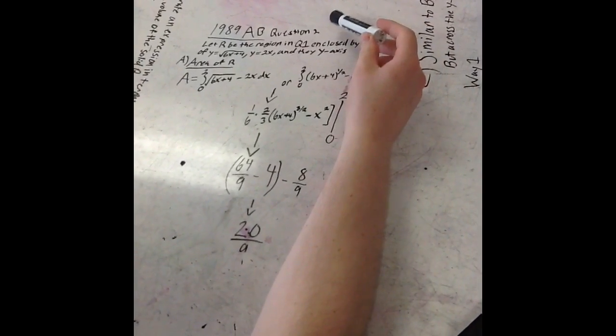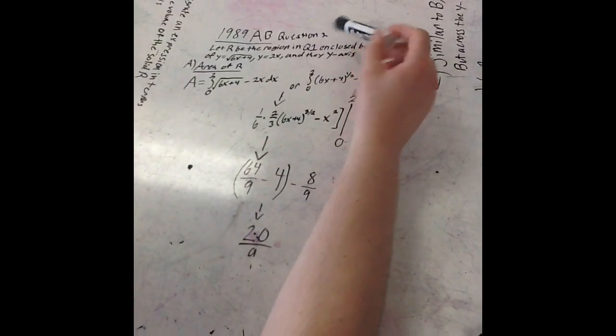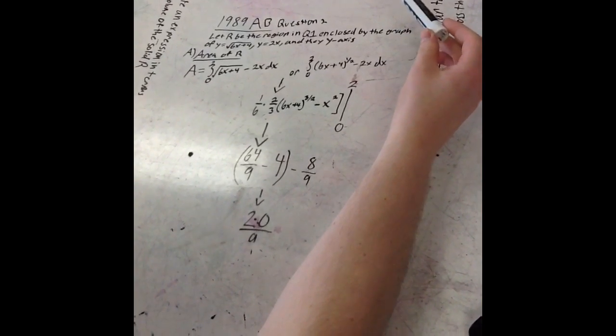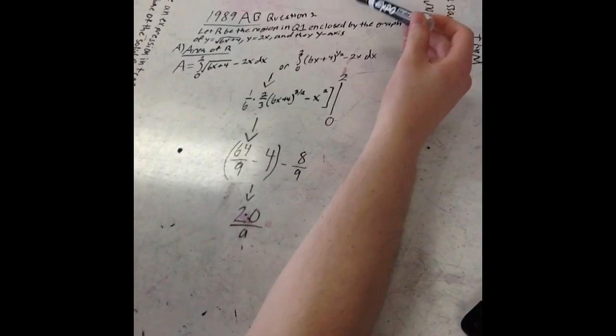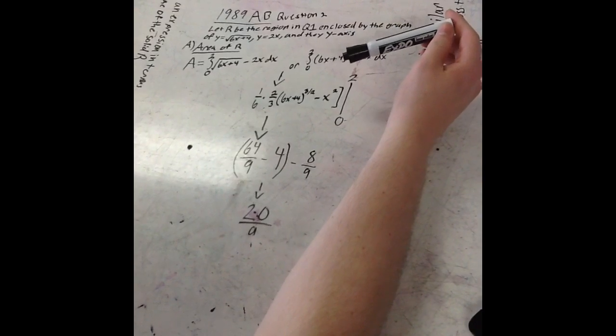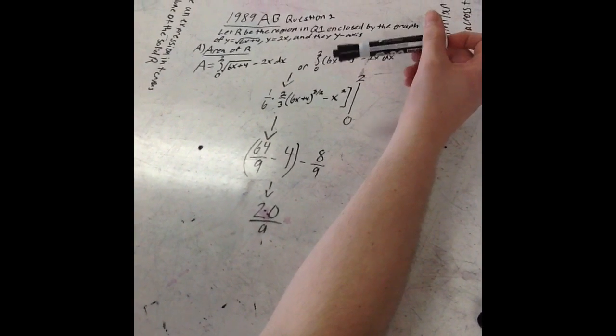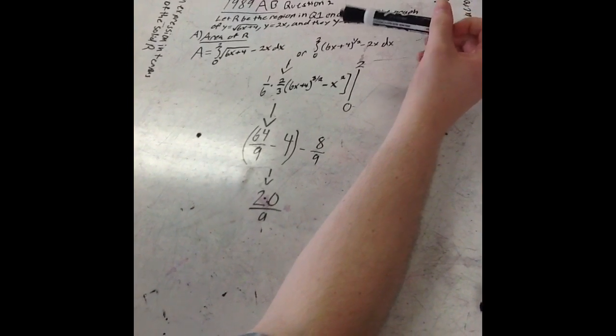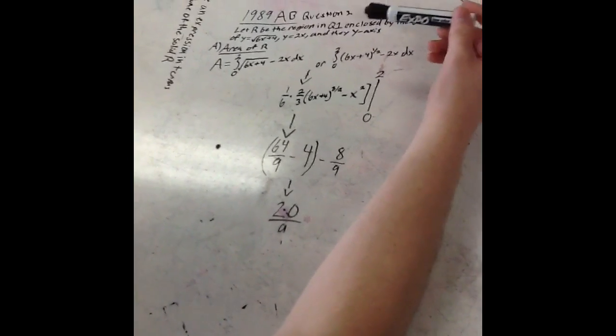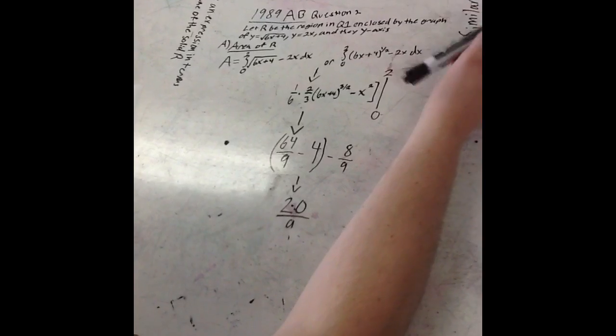The 1989 AB question 2 reads: let R be the region in quarter 1 enclosed by the graph of y equals the square root of 6x plus 4, y equals 2x, and the y-axis.